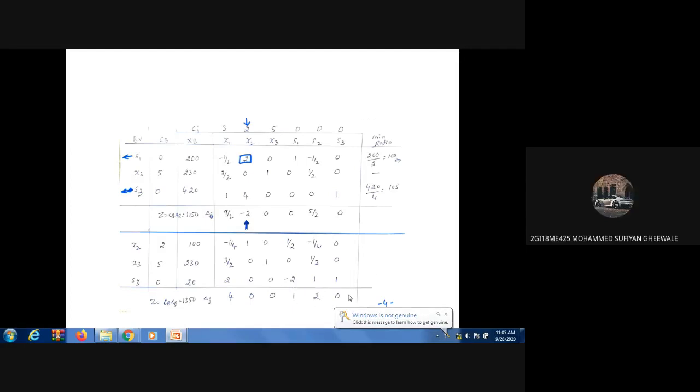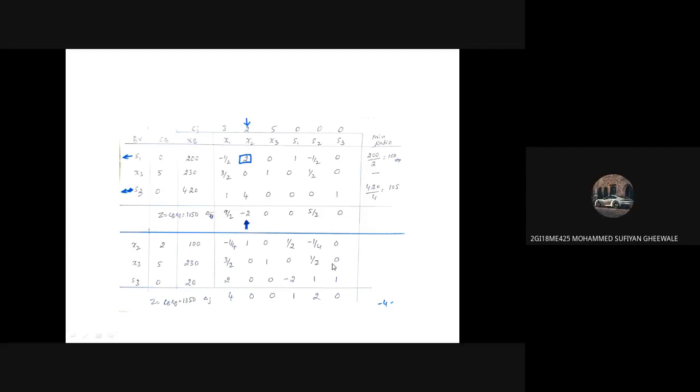Got this value? Sir, can you repeat this one? Same step. Here, CB into Sj: 2 into minus 1 by 4, plus 5 into 3 by 2, plus 0 into 2. Add all these things, minus this value, the 3 value.